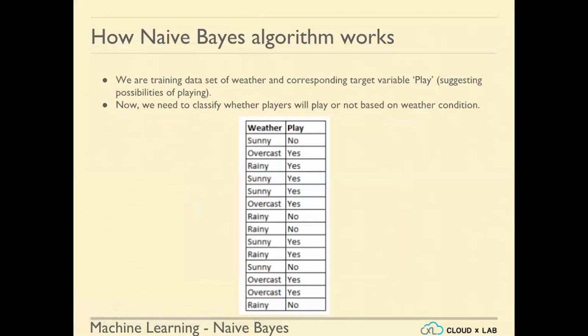Imagine that, given the weather, we want to predict whether people will play or not. We are training using a data set of weather and a corresponding target variable called play. We need to classify whether players will play or not based on the weather condition. Given sunny, will people play? Given a rainy day, will people play? Given overcast, will people play? That's what we want to predict. We are given historical data: when the weather was sunny, people did play, no; overcast, yes; rainy, yes; sunny, yes, and so on.